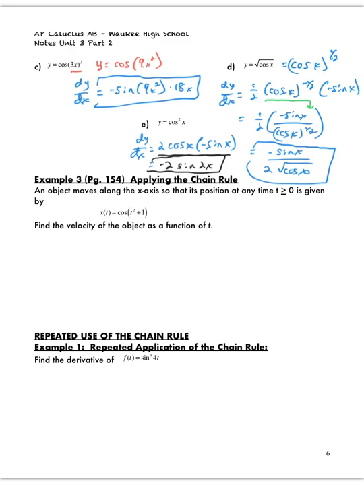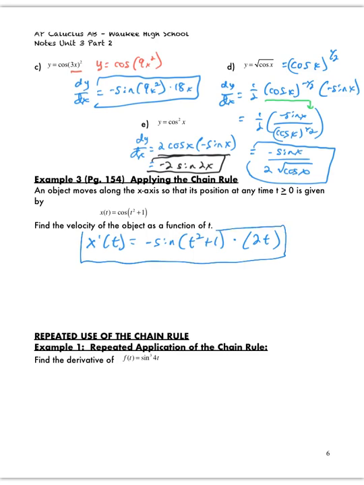All right, now the last one here is we've got an example once again with an object that is moving along the x-axis, and its position is given by a cosine function. Now if we want the velocity function, that's just simply the derivative of position. So x prime of t is going to be the opposite of the sine of t squared plus 1. And then I just simply multiply by the derivative of that inner function, which is 2t. And we weren't asked to do anything else, so that's all there is to it.